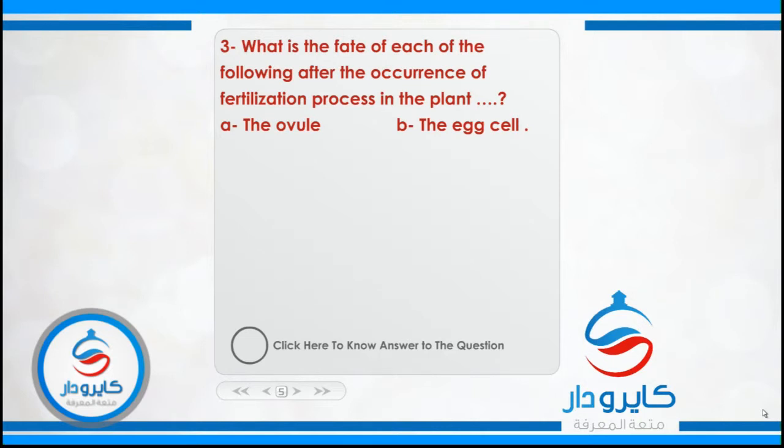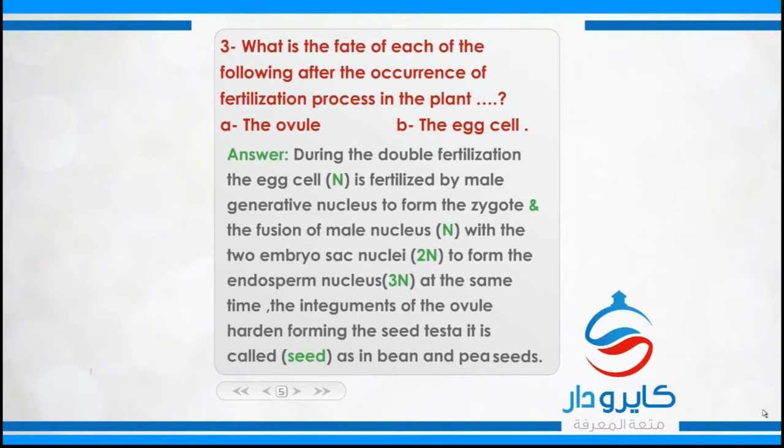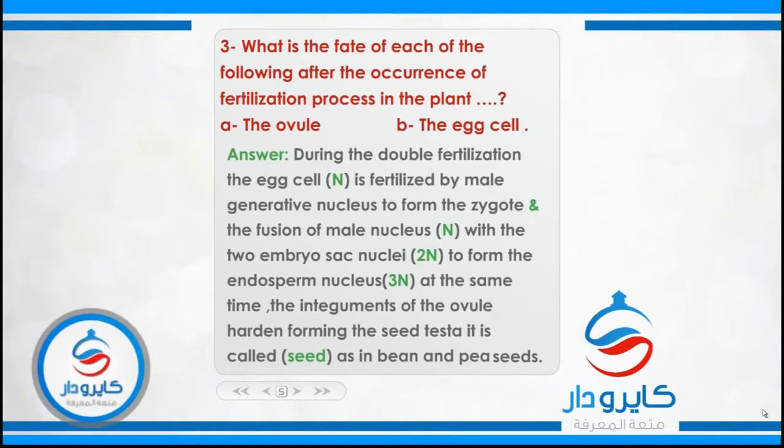We understand that during double fertilization, the pollen grain contains two generative nuclei. One of them is responsible for the fertilization of the egg cell into a zygote, and the zygote can grow and change into an embryo. The other generative nucleus fuses with the two embryo sac nuclei to form 3N. The 3N is the tissue responsible for the formation of the endosperm, and the endosperm acts as stored food to feed the embryo and help it grow.